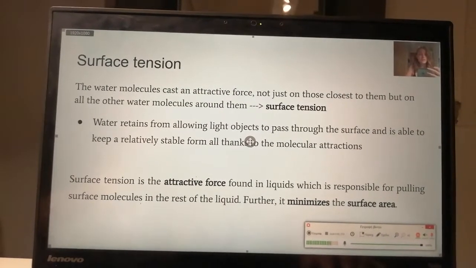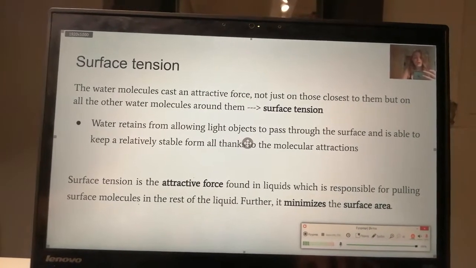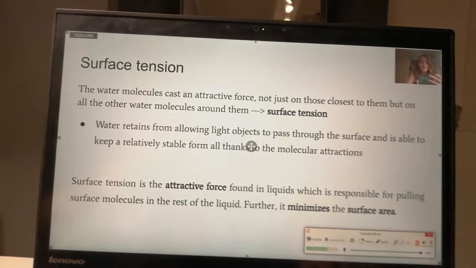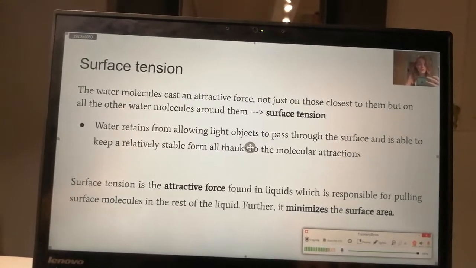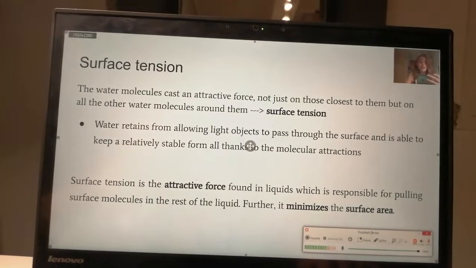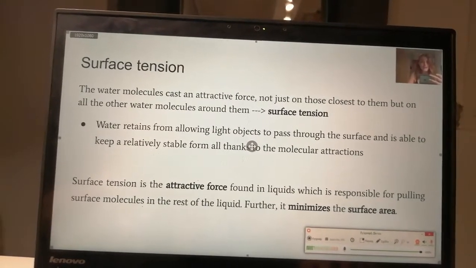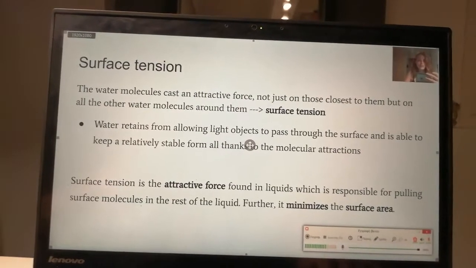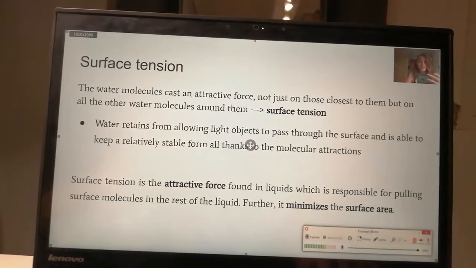The water molecules can exert an attractive force, not just on those closest to them, but on the other water molecules around them, and that is called the surface tension. Water refrains from allowing light objects to pass through the surface, and is able to keep a relatively stable form, all thanks to the molecular attractions.